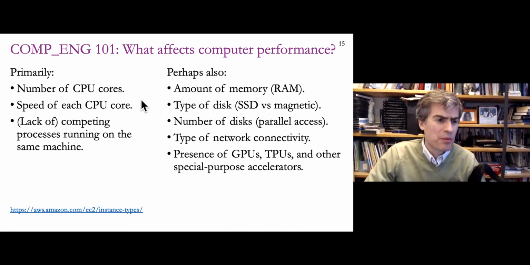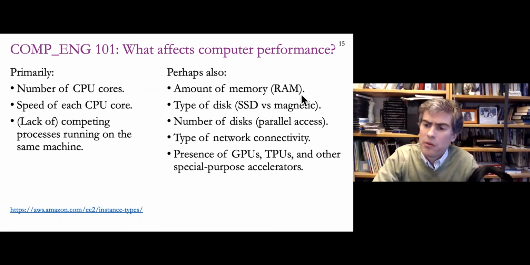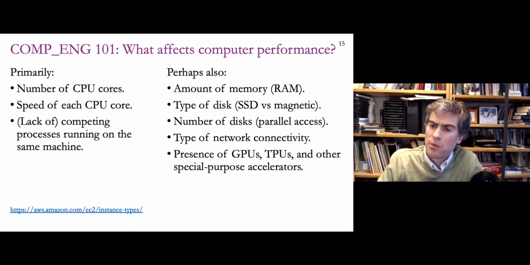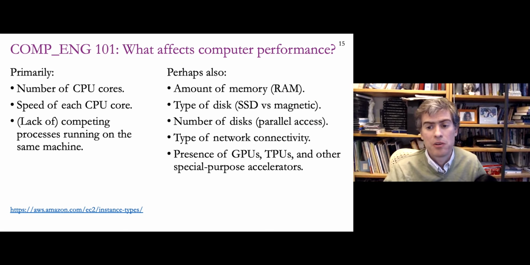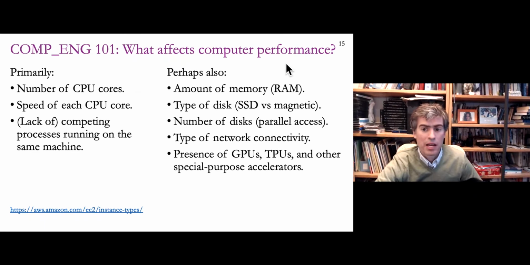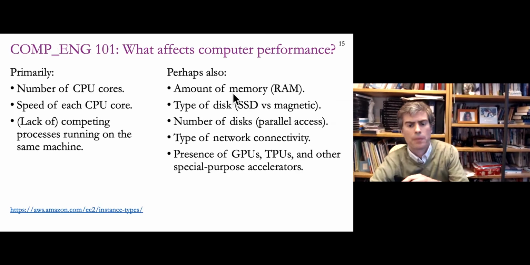At the same time, there are some other secondary things that might affect your performance. The amount of memory on your computer, which is called RAM, physical memory, might affect computer performance. If you don't have enough memory to fit all the data that's needed for your program execution, then that'll make your program slow. If you already have plenty of memory, adding more won't make it faster. So that's why I say this is a secondary thing.